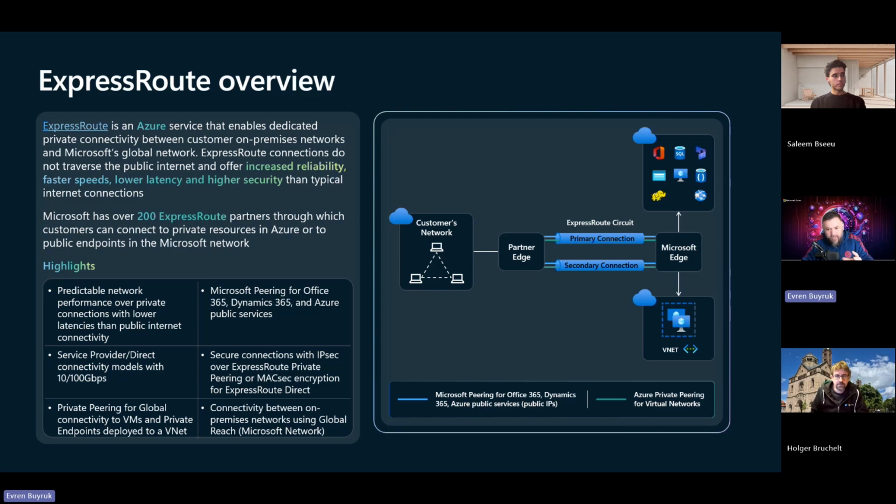Then, of course, we have ExpressRoute with Microsoft peering. This is to allow accessing Microsoft and Azure services over a dedicated connection. This includes things like Office 365, Dynamics 365, and various Azure services, such as virtual machines and storage, and so on. Basically, this is how we get our customers started with an ExpressRoute circuit.